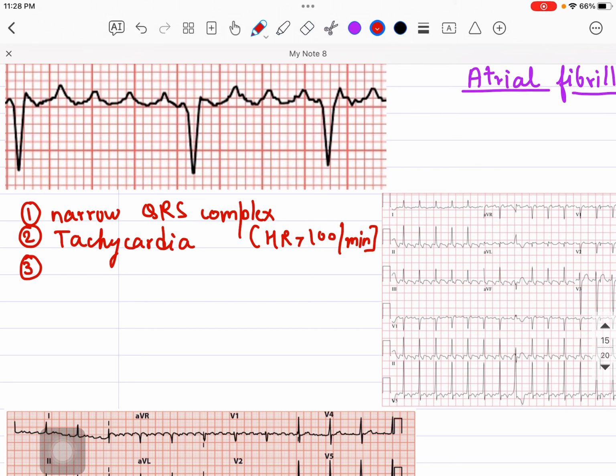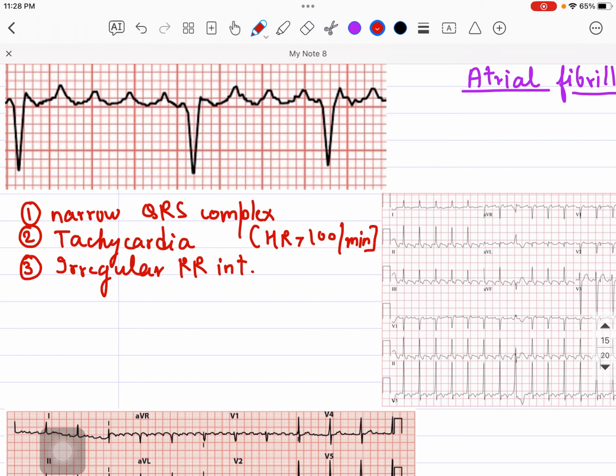Now guys, what about the rhythm? Very important point: here the rhythm is irregular. So you will be seeing irregular RR intervals on the ECG paper, right? And if you are seeing irregular RR intervals on the ECG paper, in most of the cases it is atrial fibrillation until proven otherwise, right?